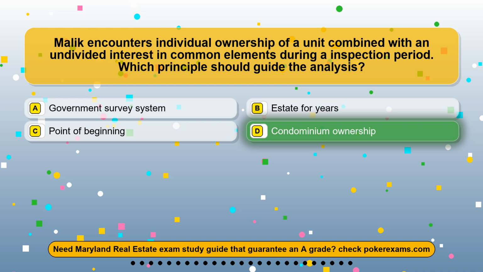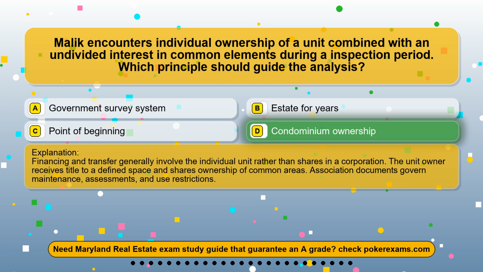The correct answer is option D, condominium ownership. Financing and transfer generally involve the individual unit rather than shares in a corporation. The unit owner receives title to a defined space and shares ownership of common areas. Association documents govern maintenance, assessments, and use restrictions.